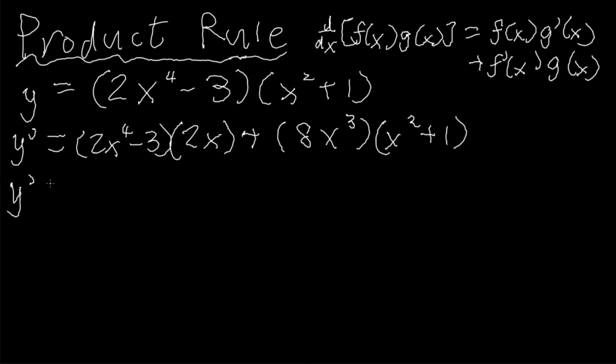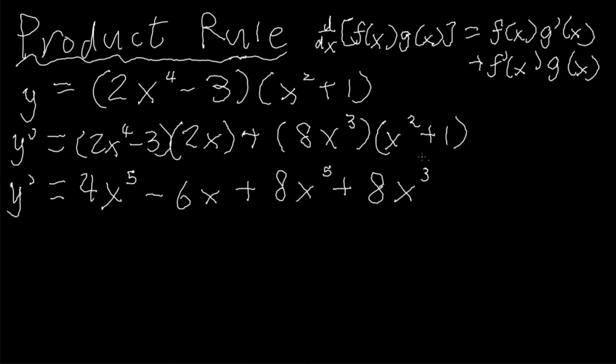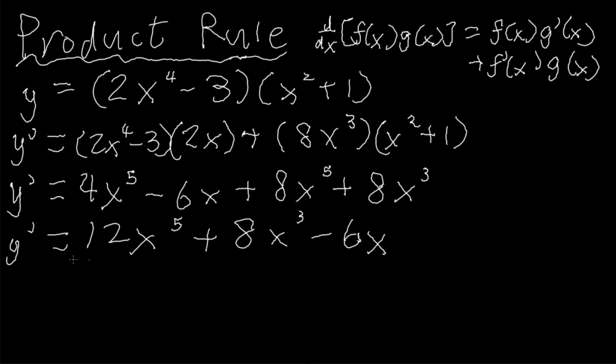Now we just expand and collect terms like we did last time. So 4x to the power 5 minus 6x. Now there's no minus here, so I just do it regularly. 8x to the power 5 plus 8x cubed. Now we could collect like terms right here. So 4 plus 8 is 12, x to the 5, 8x cubed minus 6x. So this is the final answer, or the final derivative of this function right here.